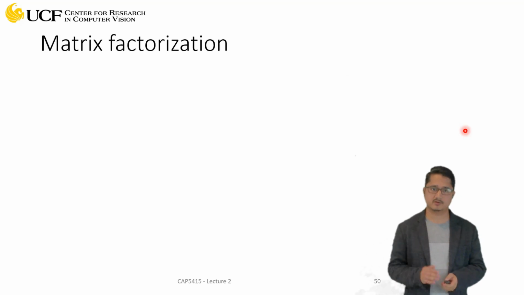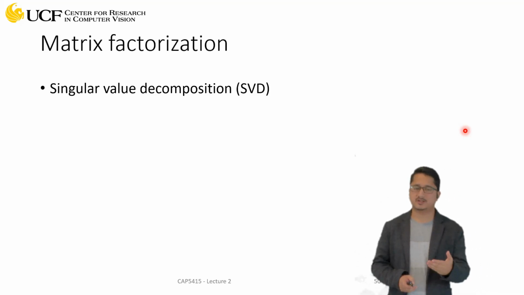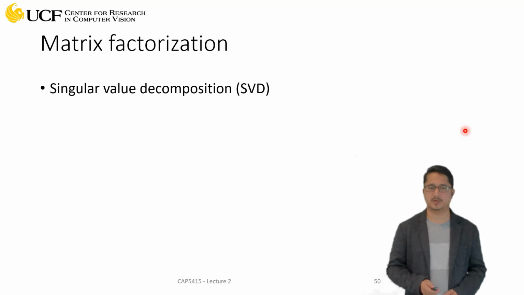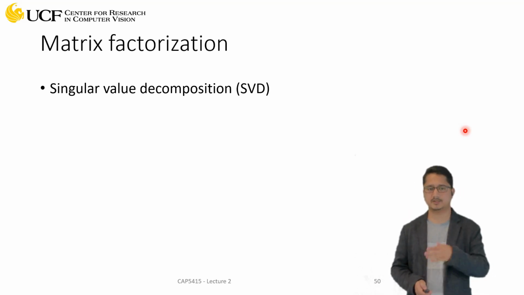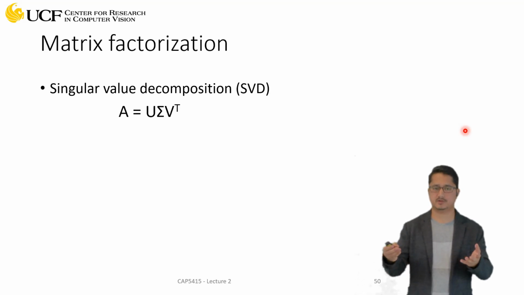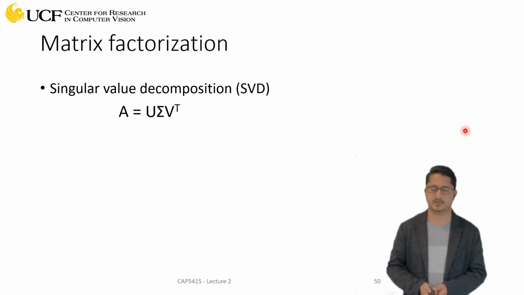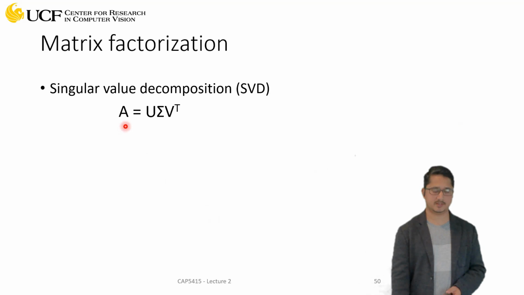Okay, so that's the real world relevance. Now let's move on to a very concrete example of where this plays a very, very important role. And before that, let's talk about matrix factorization. There are a lot of different ways you can factorize your matrix, and singular value decomposition is one way. The idea here is if you have a matrix A, you can decompose this matrix into three different matrices.